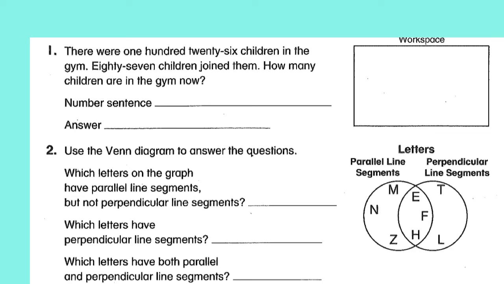Let's start the guided class practice. Number 1, there were 126 children in the gym. 87 children joined them. How many children are in the gym now? What type of problem is this? Get ready. Yes, it's a some more problem.